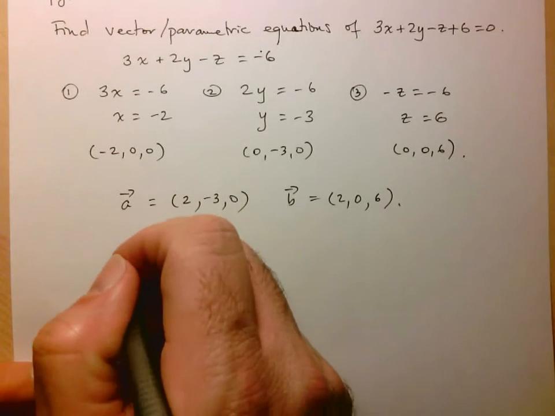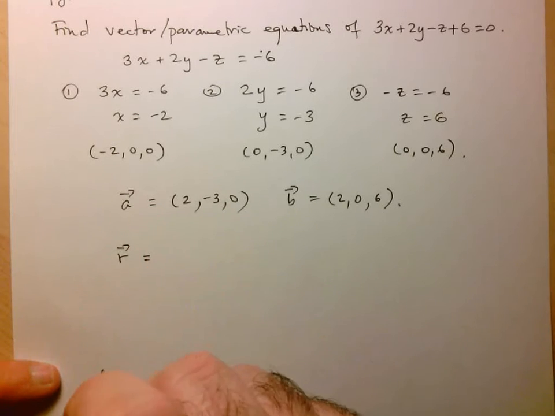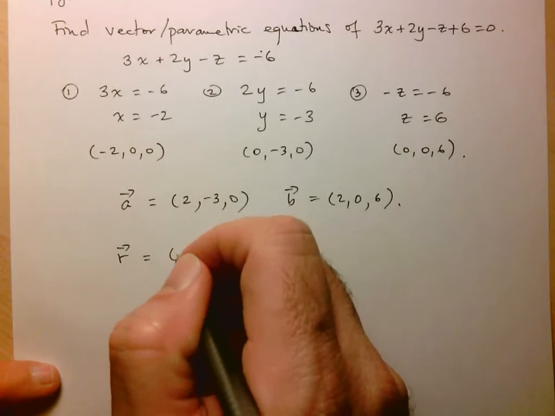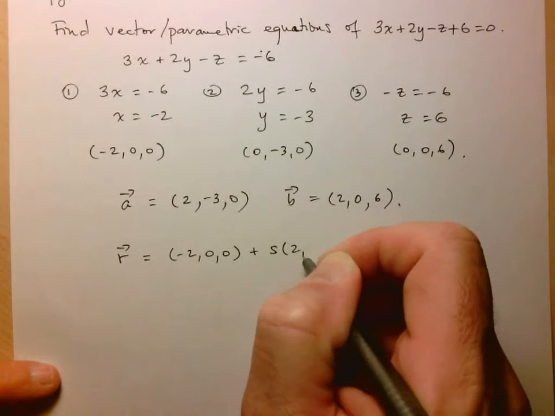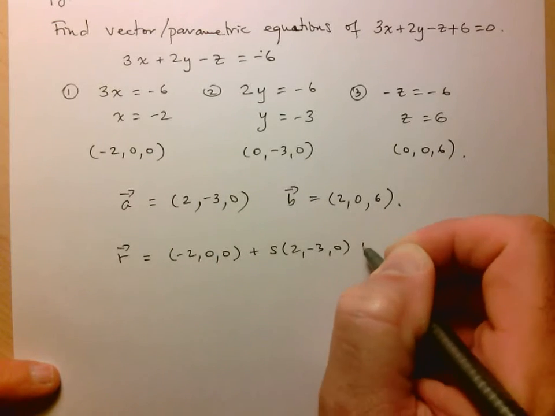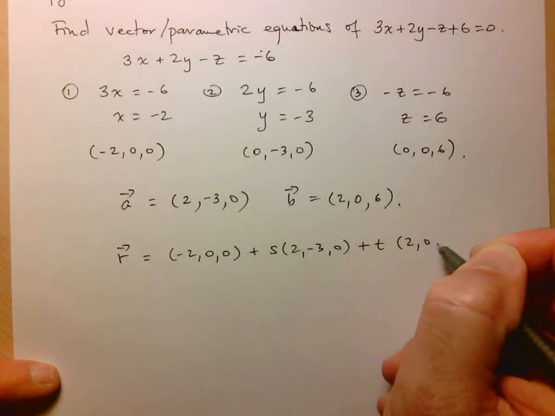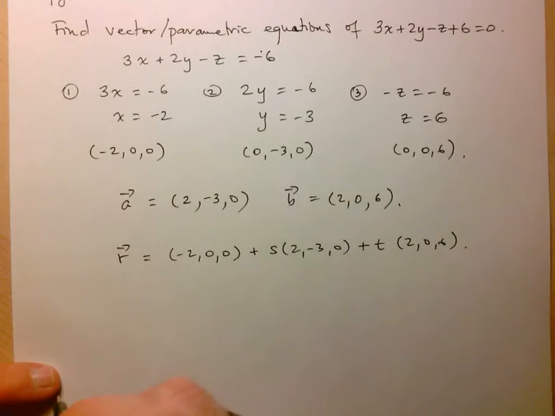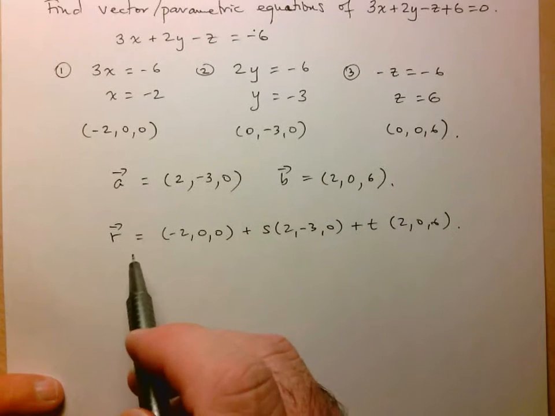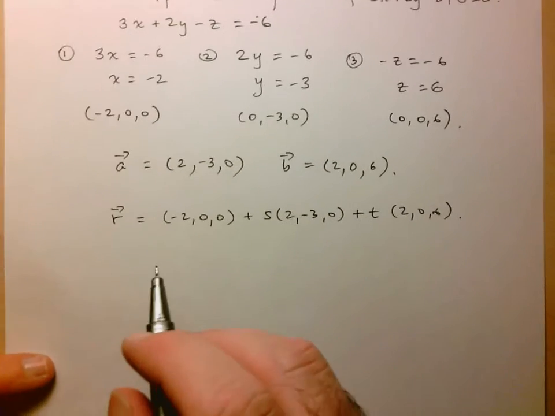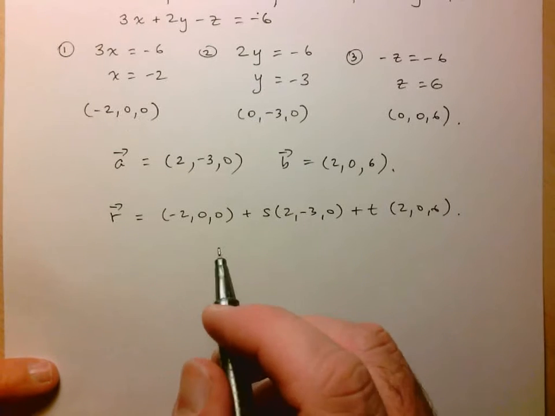One possible vector equation for this plane would be (-2, 0, 0) plus s times (2, -3, 0) plus t times (2, 0, 6). You can see that just by taking different combinations here I could get something that looks very different but would be equivalent to this equation here.